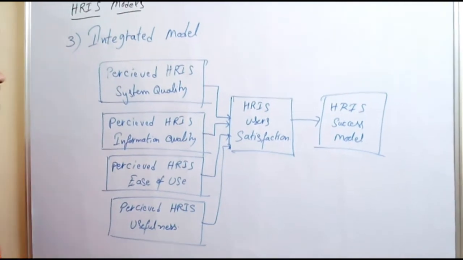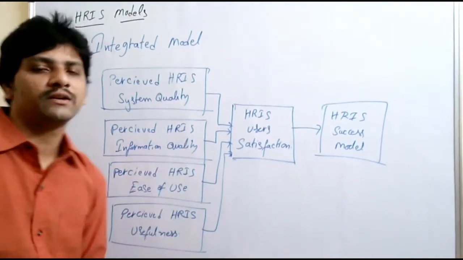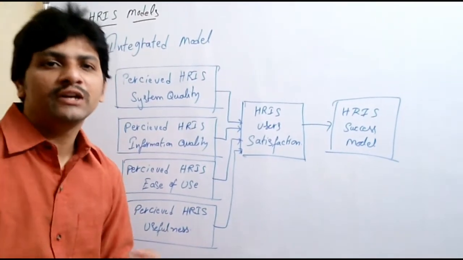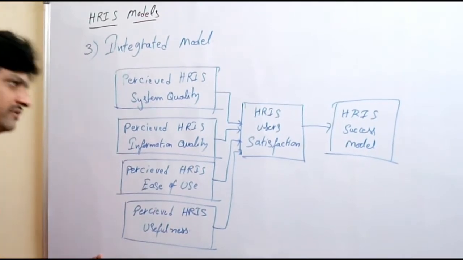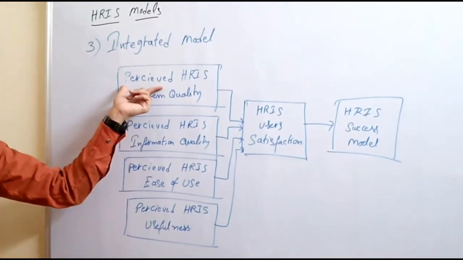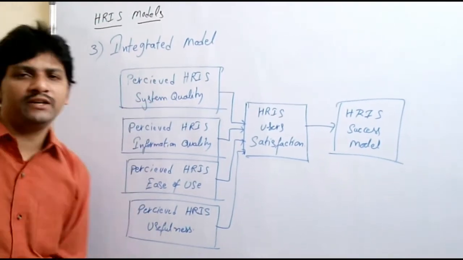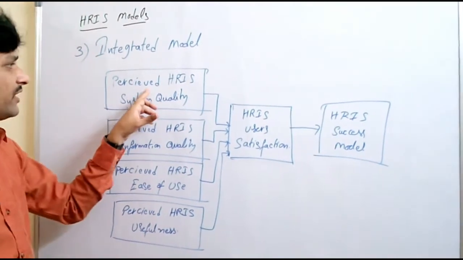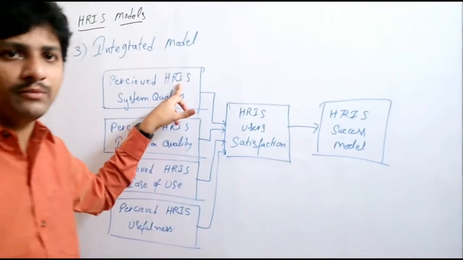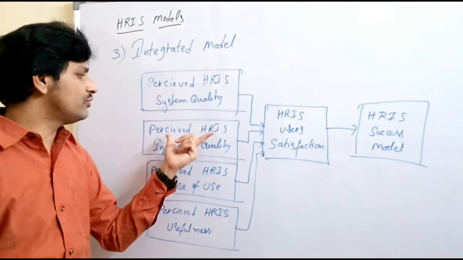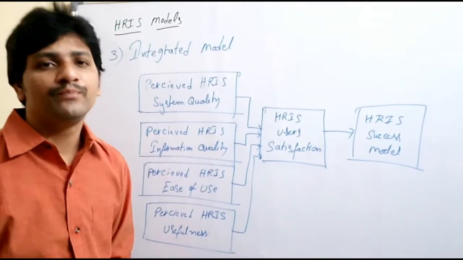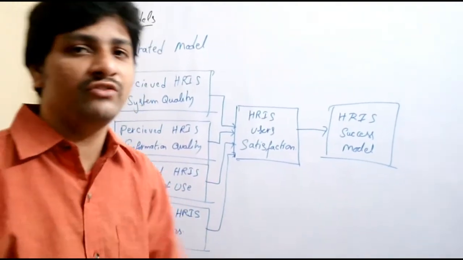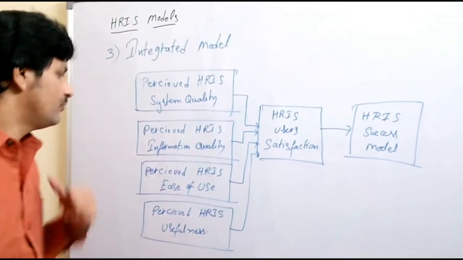Okay, so in this integrated model, we have to grab the best resources in the different systems. HRA has various kinds of systems, so they are going to perceive the HRIS system quality. They are going to grab the best knowledge regarding the system qualities of the HRIS, Human Resource Information System. Next, they are also going to grab the information quality. They have to research and get the best quality of the information.